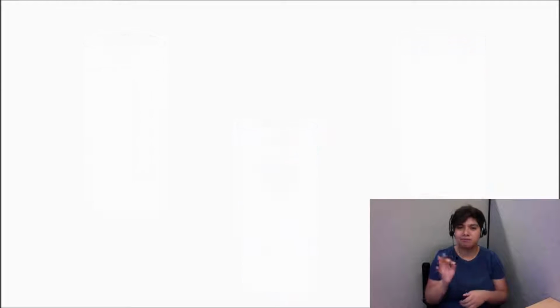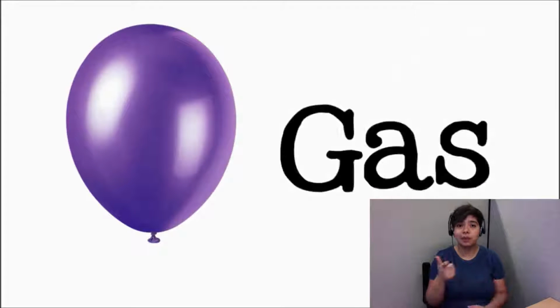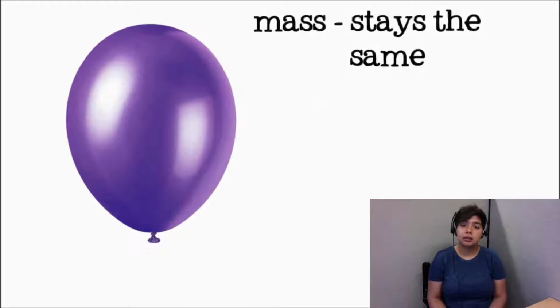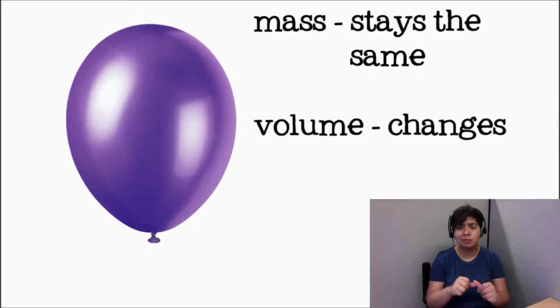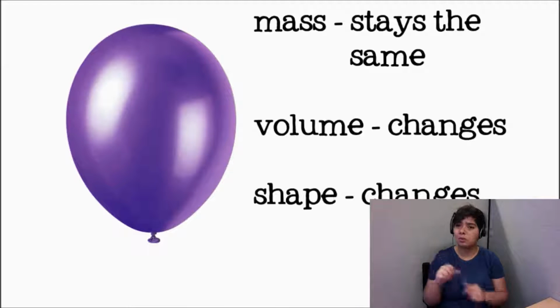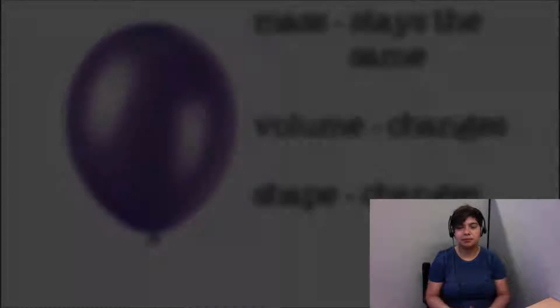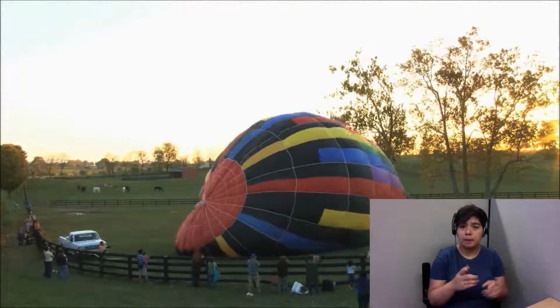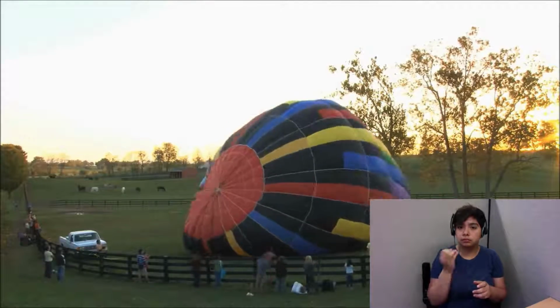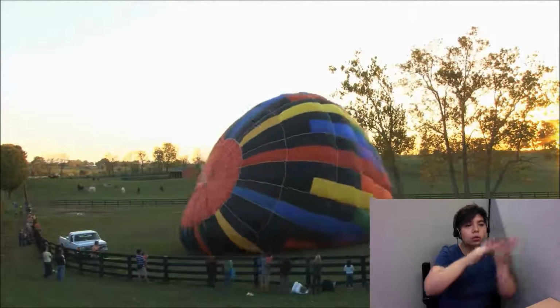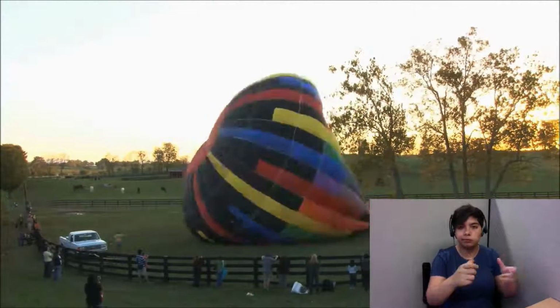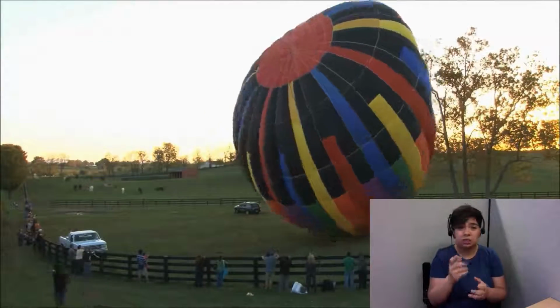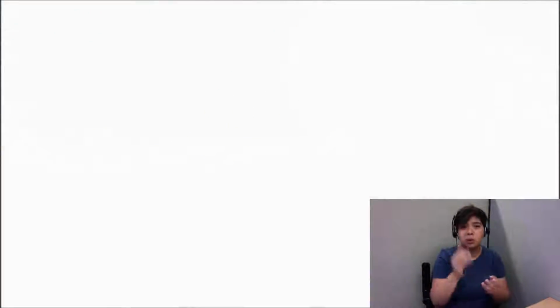The third state of matter is gas. Gases have a definite mass, but they do not have a definite shape or volume. Like liquids, gases take the shape of their containers. Unlike liquids, gases will spread out to completely fill the container they are in. If a gas is not in a container, it will keep spreading out indefinitely.